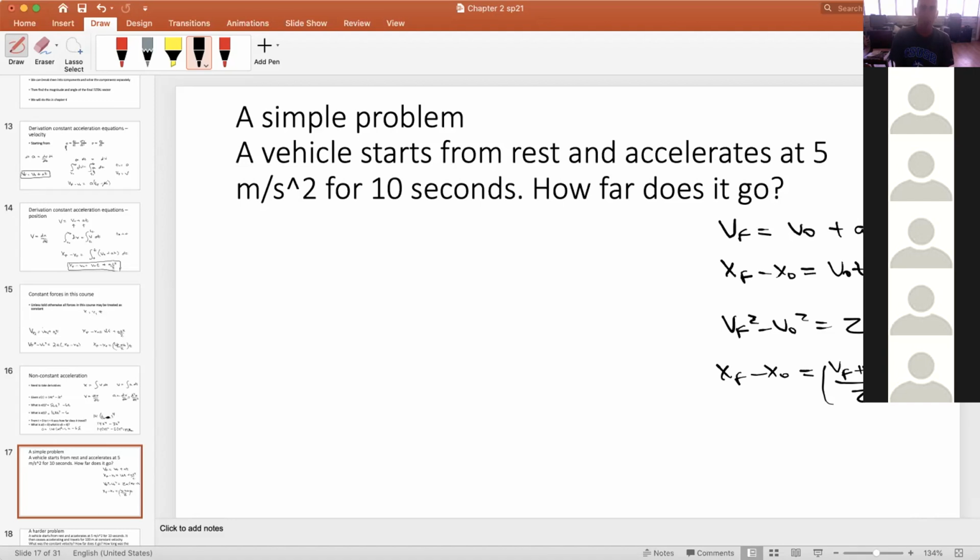Okay, so if a vehicle starts from rest and accelerates at 5 meters per second squared for 10 seconds, how far does it go? In these problems, what I recommend, and this is something that's going to bug some of you because you're going to want to jump to the final part, but I urge you, don't skip things.